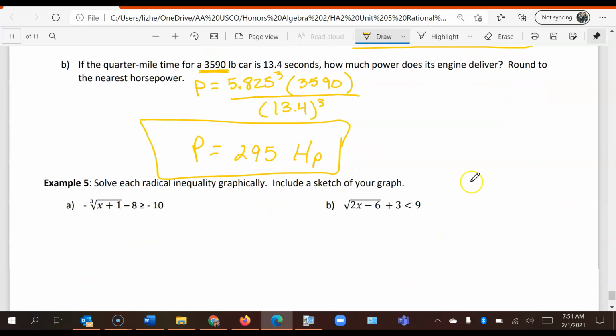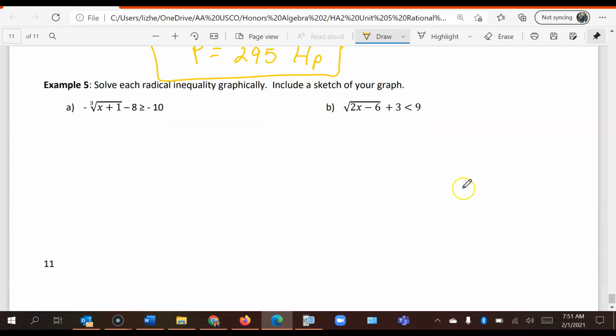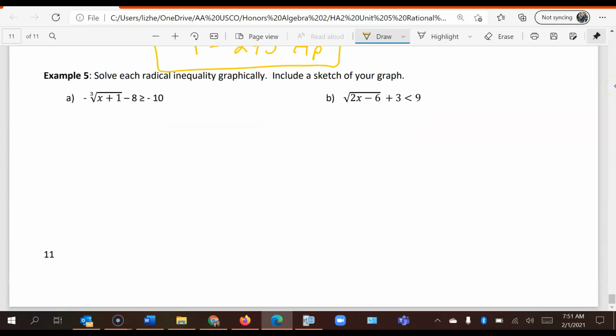Finally, here's your inequalities. So we still have problems with inequalities, solving inequalities graphically. So this will be a good review. The first step to solving an inequality is you move everything to the left side. So you're going to say the negative cubed root x plus 1 minus, I'm going to add 10.